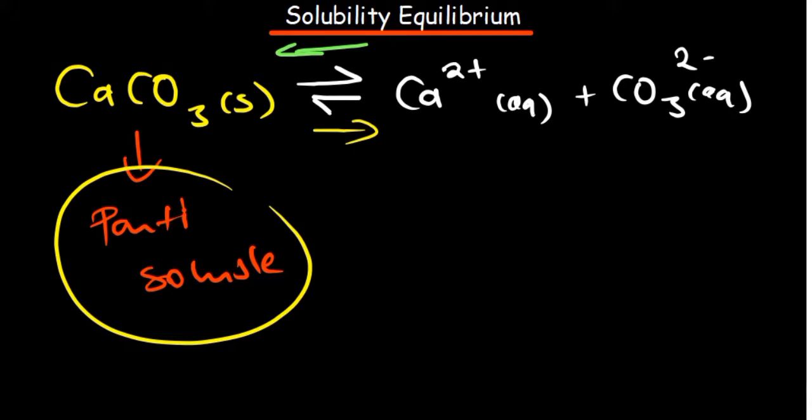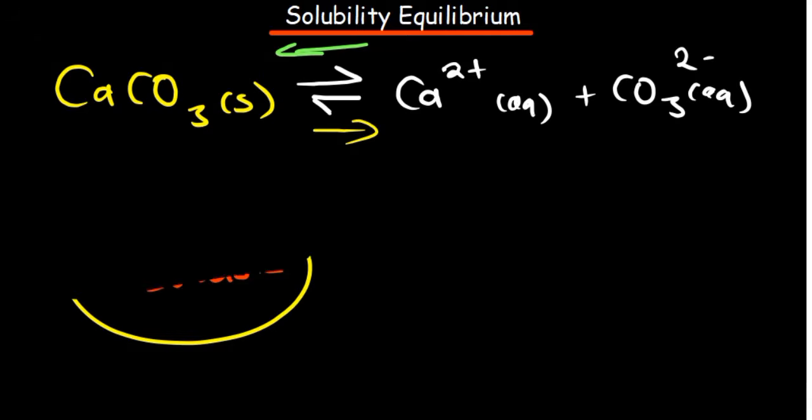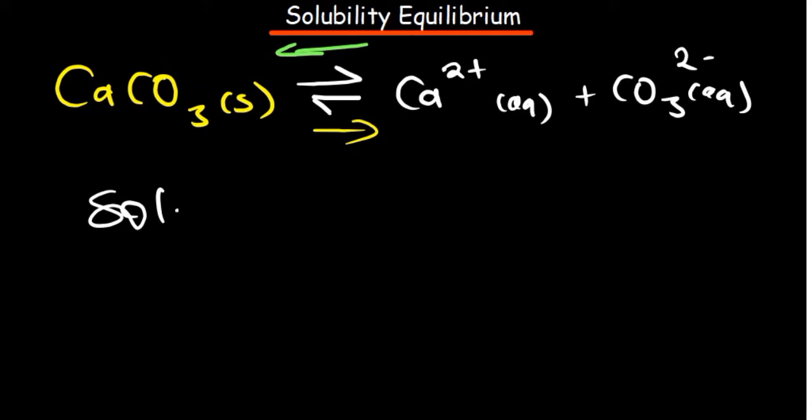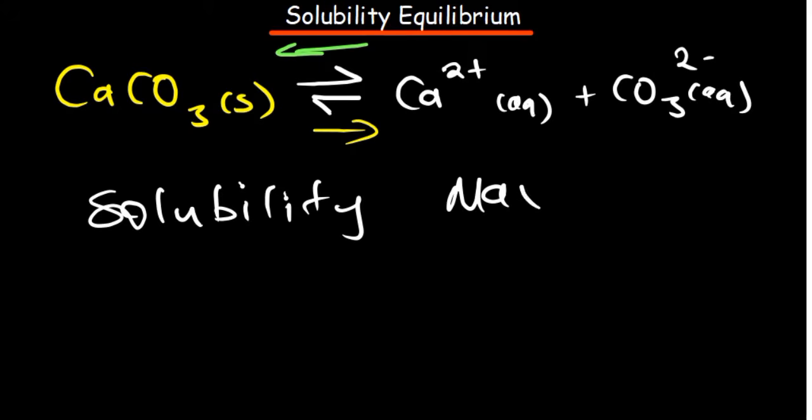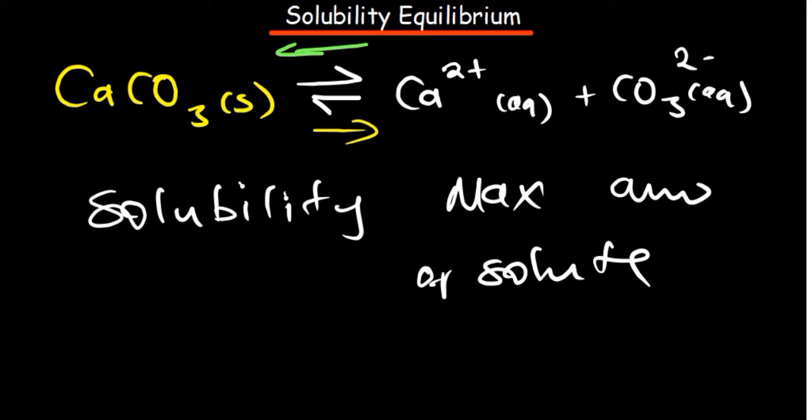Now that we know what solubility equilibrium is, let us understand what solubility is. Solubility is the maximum amount of solute that is going to dissolve. So solubility is the maximum concentration of solute that can be dissolved in the solvent that we have. This is the basic idea about solubility.